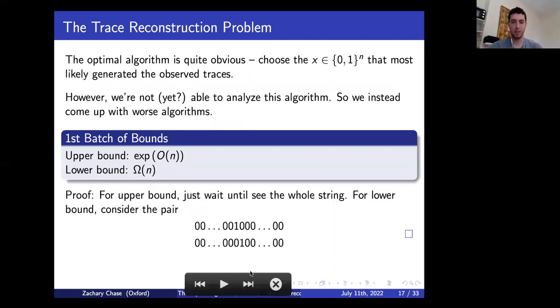For the lower bound, it's harder to prove, but you consider the pair of strings that are all zeros except for a 1 in the middle, and you don't know exactly where it is. Intuitively, you'll need a decent number of traces to figure out exactly where that 1 is, and it turns out to be n. The main question here is whether polynomially many traces suffice.